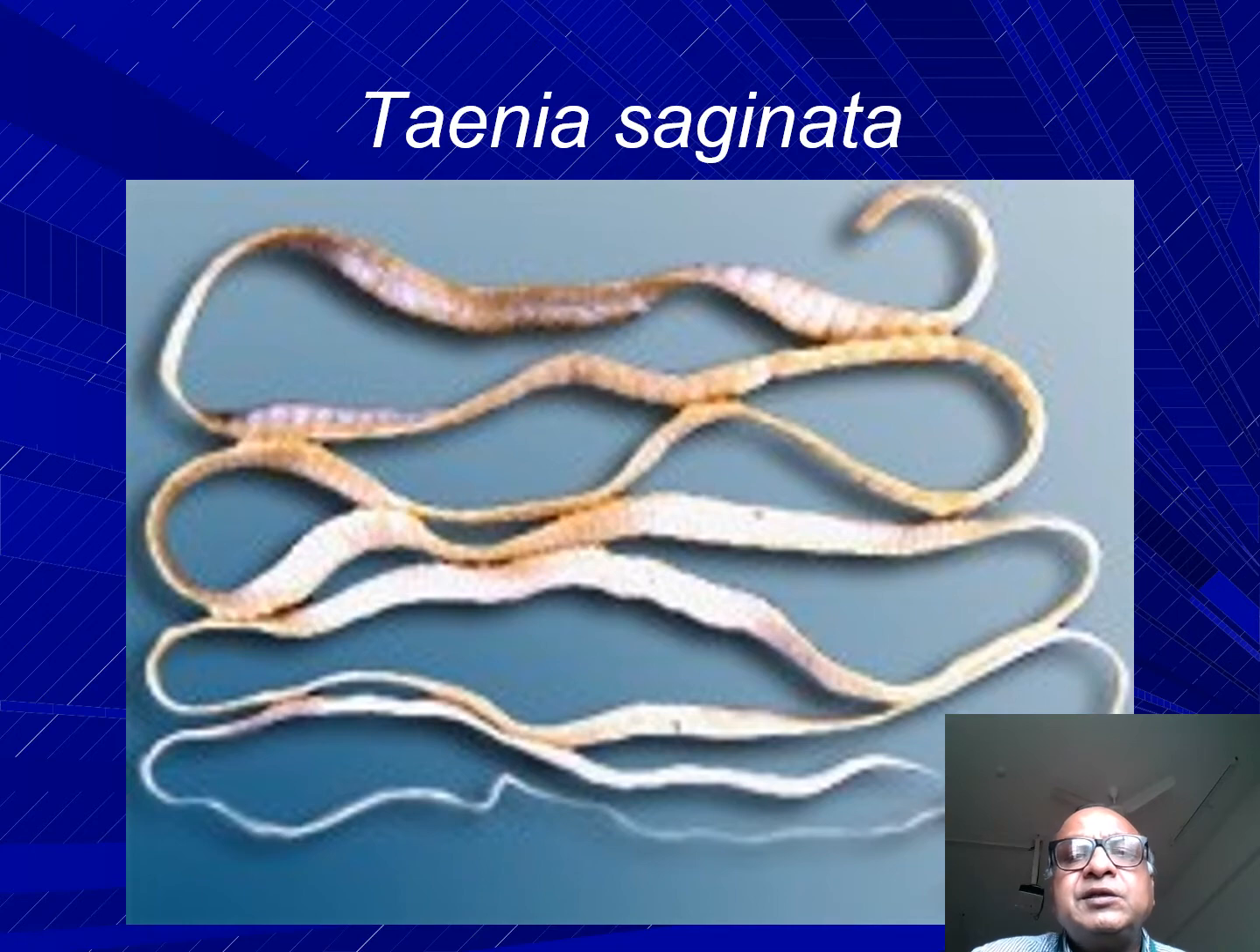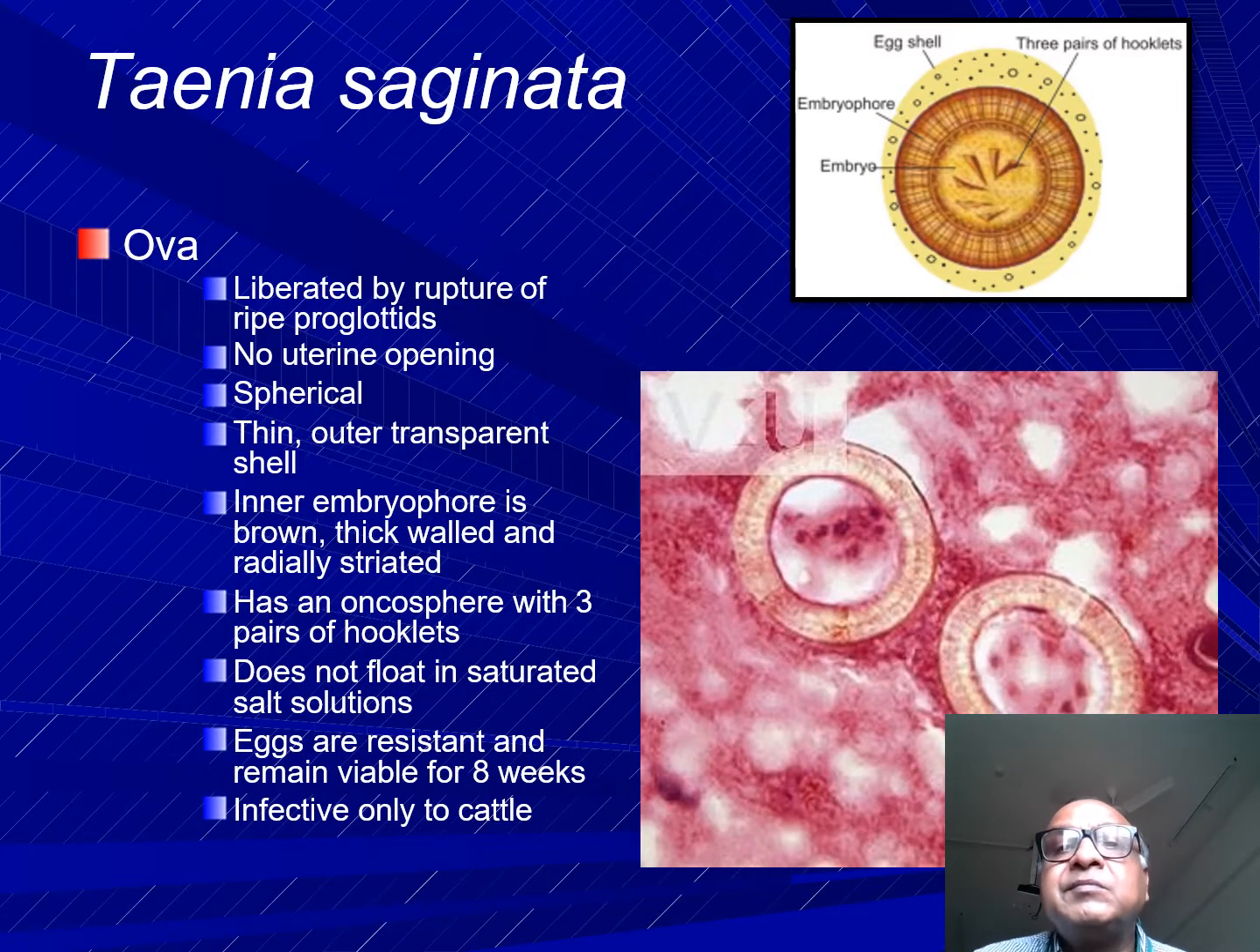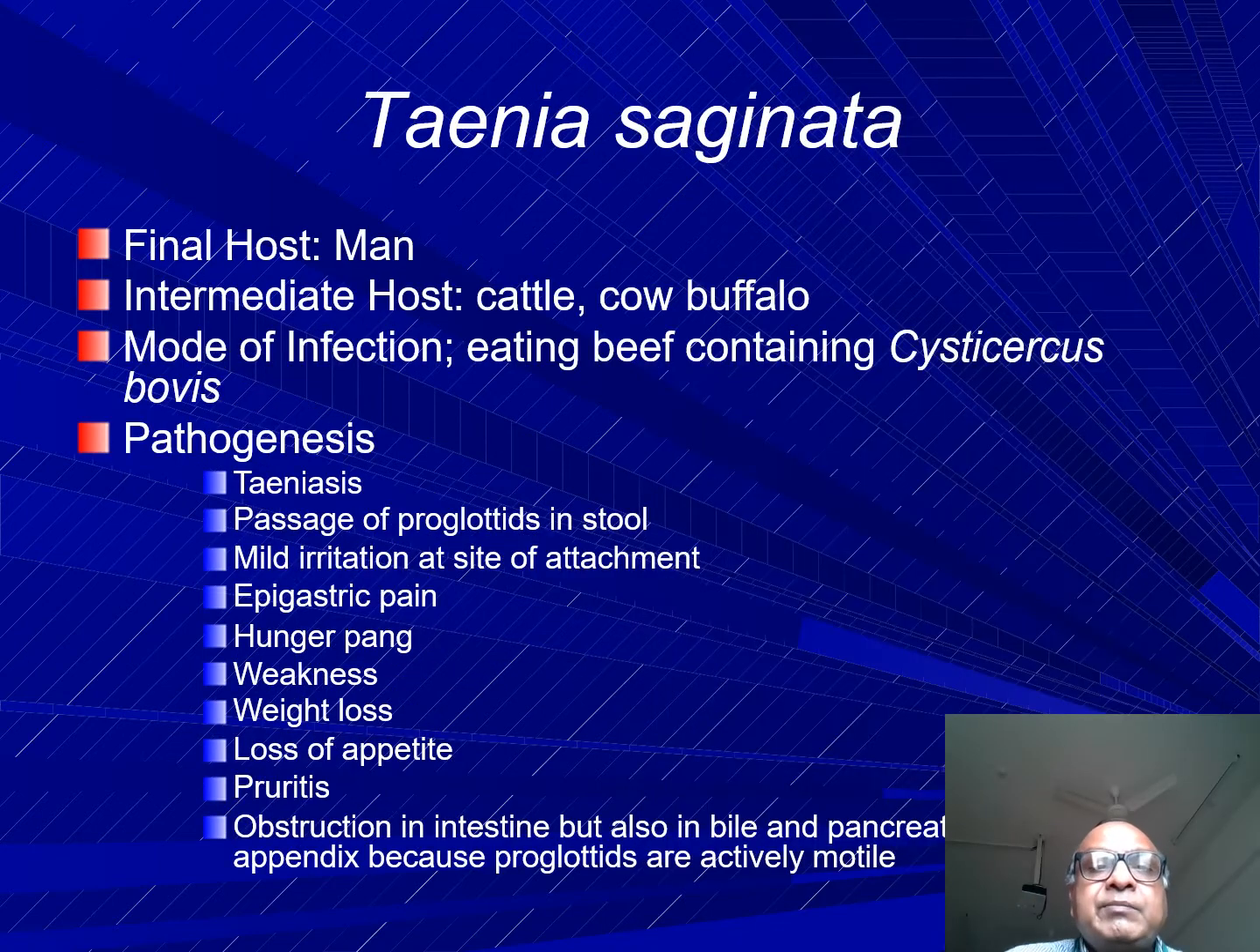This is the Taenia saginata adult worm. The Taenia saginata egg, with very sharp and well-defined parts of the egg. A brief summary of the life cycle of the Taenia saginata.